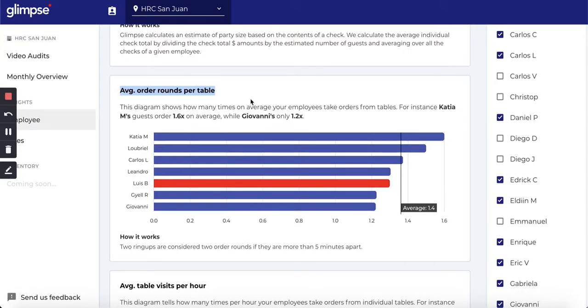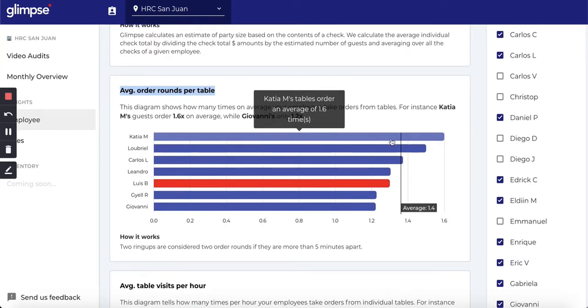This is actually very interesting as you will be able to understand how proactive your employees actually are in selling and how frequently they're recommending a second round or a third round of products, of drinks, or eventually of food. And in this case, we can see again that Katya at the very top, she's doing pretty well.